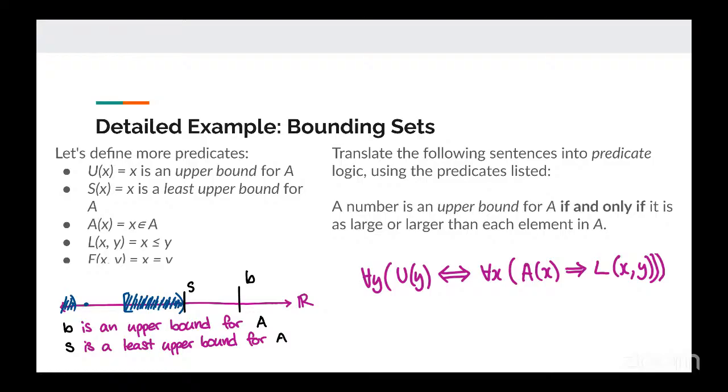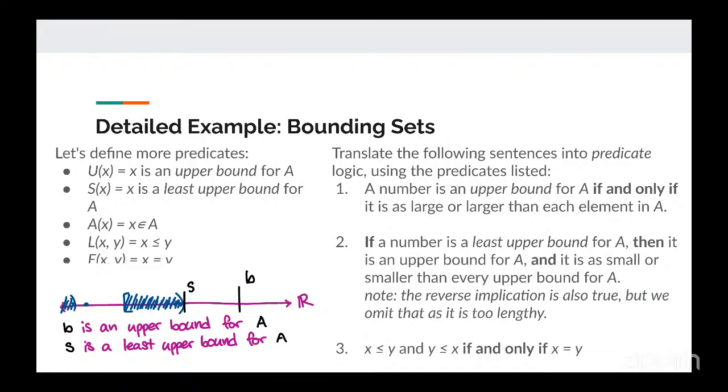Okay, great. So now let's go back and let's try number 2. So now we know what it means to be an upper bound. So that's these things like that. Something that's bigger than or equal to everything in that set.